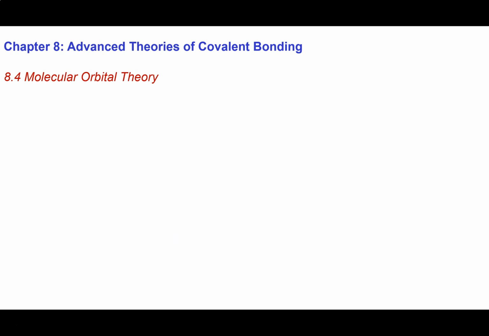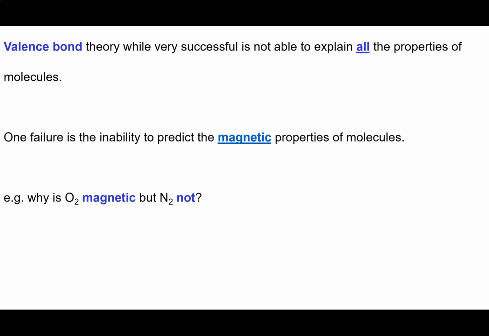Molecular orbital theory is currently the most commonly used theory of covalent bonding in chemistry. So valence bond theory is very successful. It works quite well for a lot of molecules. But a big failure of valence bond theory is its inability to predict the magnetic properties of molecules. A good example of this is explaining why O2 is magnetic, but N2 is not.